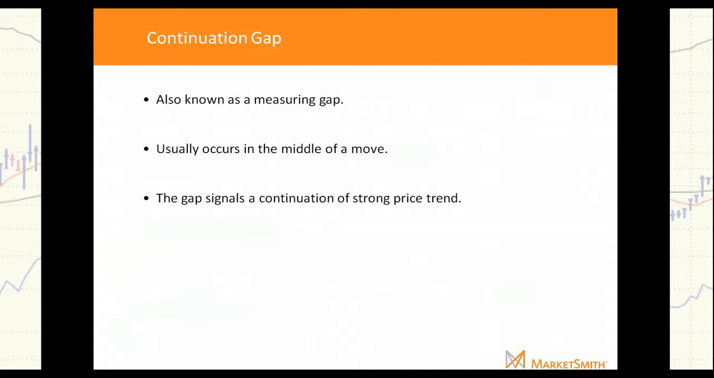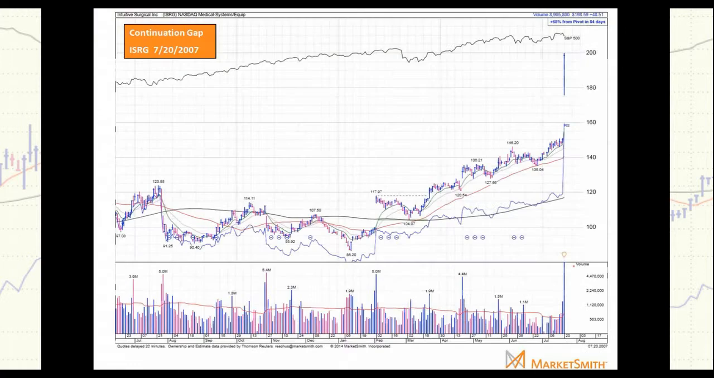Now let's go with the continuation gap, because the continuation gap and then the exhaustion gap, they're very, very similar here. Okay, they're very difficult to tell in real time which one is which. So with the continuation gap, this is also known as a measuring gap because it's halfway through its move. And a lot of time, this gap, it just signals that, hey, this trend is just going to continue to go. Of course, in real time, it's very difficult to know at that point. You may only know a couple of weeks later that, hey, this thing is actually holding. So here's a continuation gap.